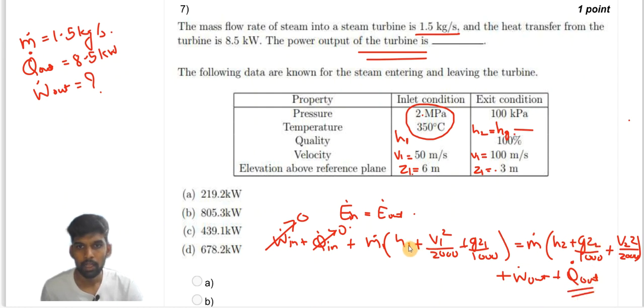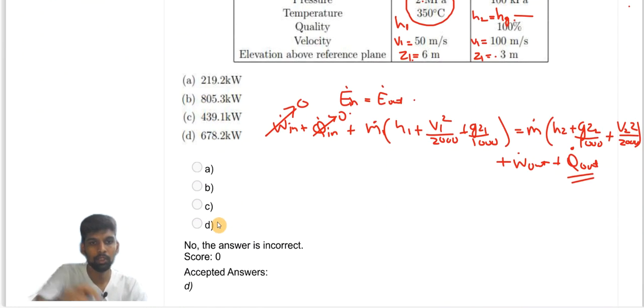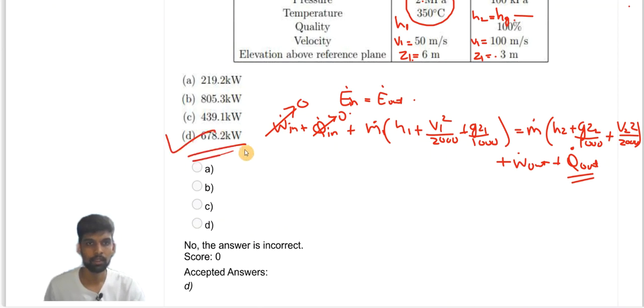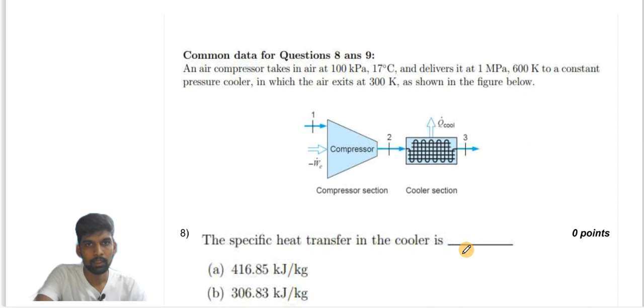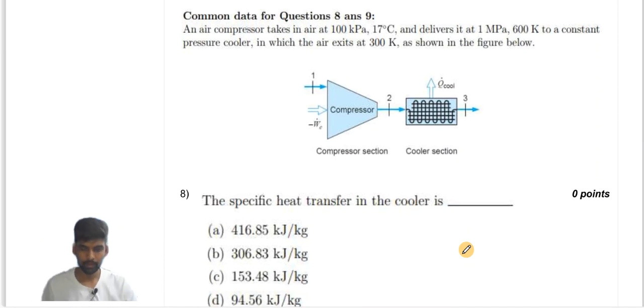Okay. H1 is known to us from table, H2 is equal to Hg, which is also from the table at 100 kPa. V1, gZ1, everything is known to us. Be careful about the unit, and finally we'll get your answer. That is D. Okay, solve it. Just substitution of value, nothing much. Then question number 8.